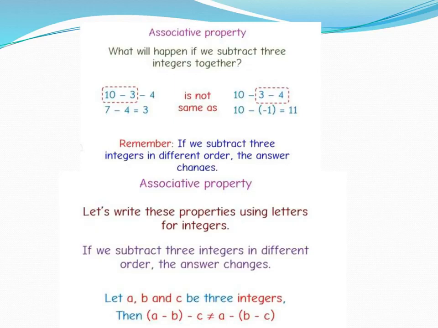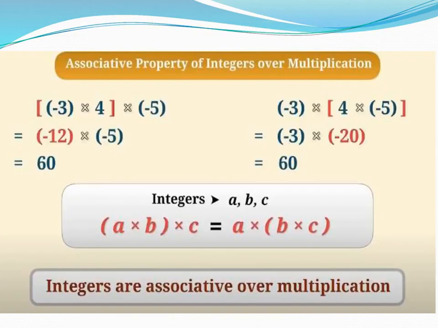Now we will check the associative property of integers over multiplication. Here for the associative property we must take three integers. Suppose we take -3, 4, -5. First we multiply -3 into 4. Then the resulting product is -12, and it is multiplied by the third integer, -5. The same signs, so the resulting product is positive. Minus into minus is plus, and 12 into 5 is 60.